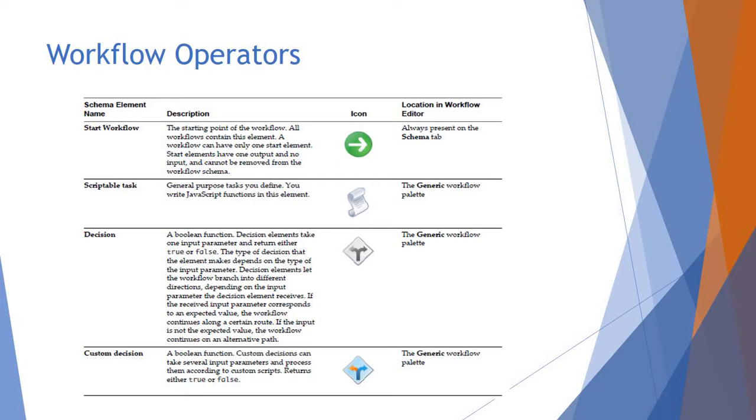Decision elements let the workflow branch into different directions. Depending on the input parameter the decision element receives, if the received input parameter corresponds to an expected value, the workflow continues along a certain route. If the input is not the expected value, the workflow continues on an alternative path. Fourth, custom decision. Again, it is a Boolean function. Custom decision can take several inputs and process them according to the custom script. Returns either true or false.